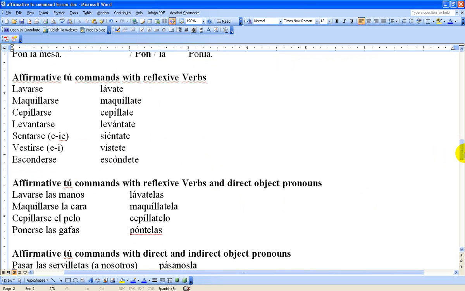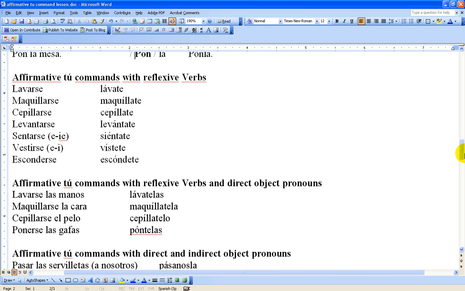So let's look at affirmative tú commands with reflexive verbs. Reflexive verbs are the verbs that end in se. I gave you like 6 or 7 right here. Lavarse, to wash oneself. Maquillarse, to put on makeup. Cepillarse is to brush oneself. Levantarse is to get up. Sentarse is to sit. Vestirse is to get dressed. And esconderse is to hide. Again, remember, affirmative equals attach.